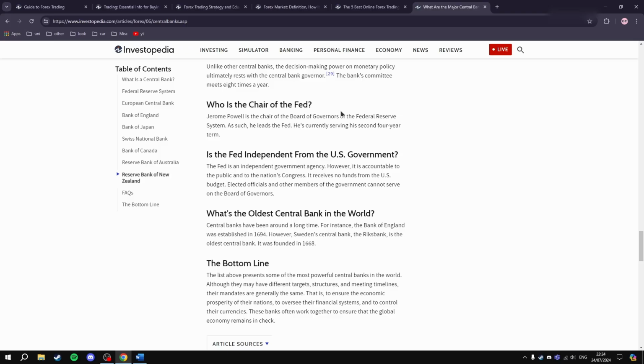Is the Fed independent from the US government? The Fed is an independent government agency, however it is accountable to the public and to the nation's Congress. It receives no funds from the US budget. Elected officials and other members of the government cannot serve on the board of governors.